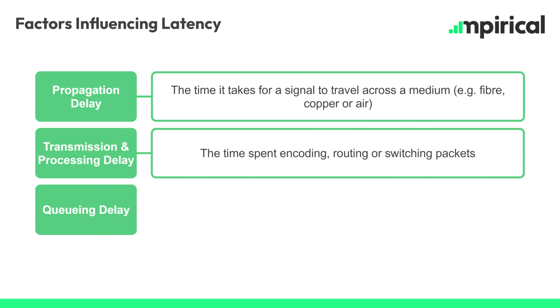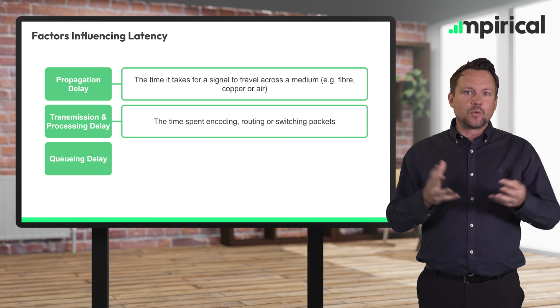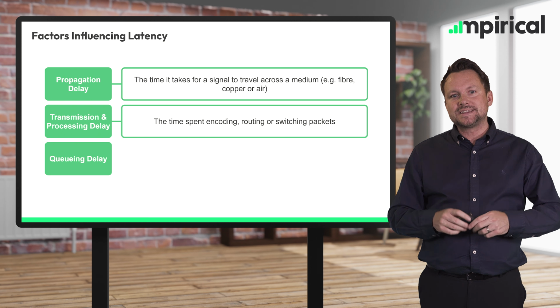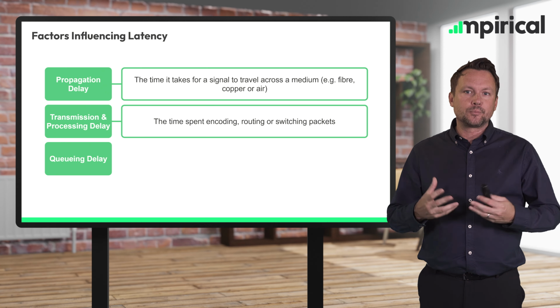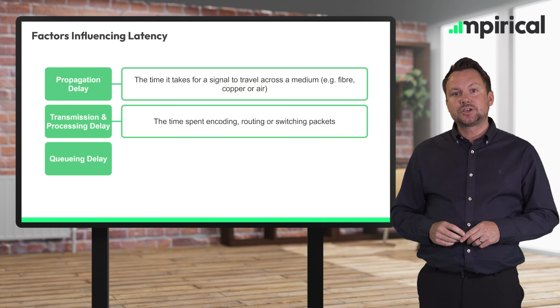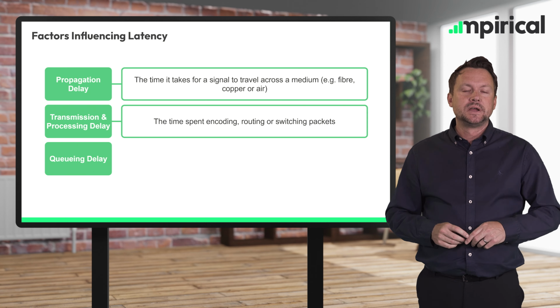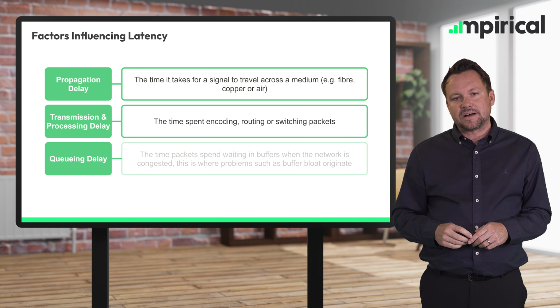Next, we've got transmission and processing delays. This is the time spent encoding, routing, switching packets on the network, because of course the data isn't travelling in a straight line with no obstacles in its path. And particularly on the internet, we're likely to see lots of different hops and lots of different points at which data is being switched. And of course, we have encoding and decoding to consider, which will contribute to the overall latency. And then finally, we have queuing delay.